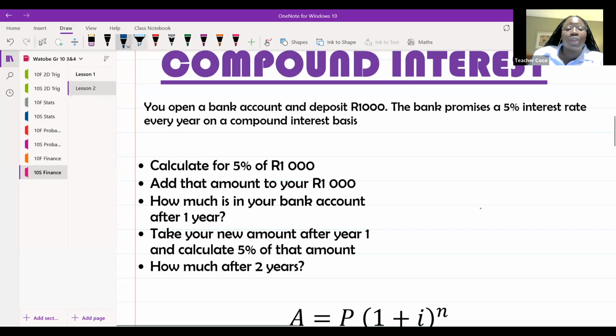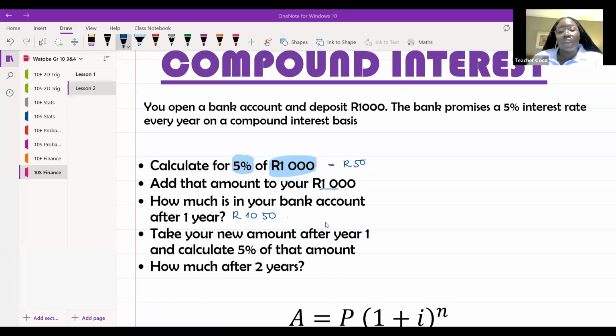The first thing we're going to do is calculate 5% of 1,000 Rand. What is 5% of 1,000, guys? I'm pretty sure you can punch that into your calculator. You just go 5% times, because of means times, 1,000. That is correct, Nico. It gives us 50 Rand. Then we add that amount to our initial 1,000 Rand, so we now know that we have 1,050 Rand.